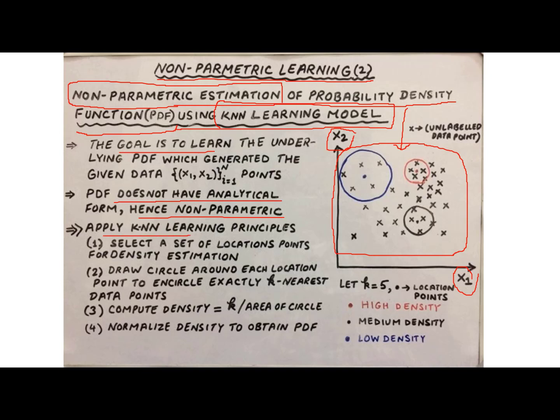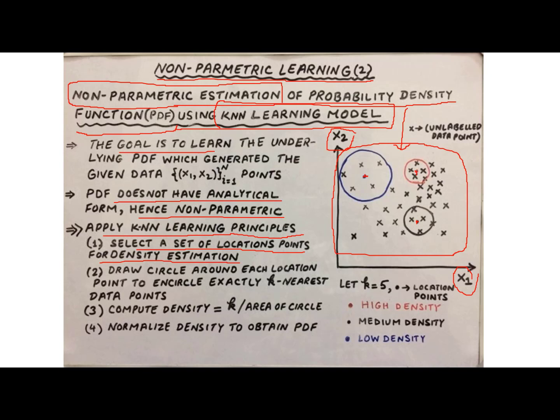Then if we use the k nearest neighbor learning principles, here is what we can do. We are going to select a set of location points where the density function needs to be estimated. So we are going to define some location points where we wish to estimate the density function. In this example, we have taken three location points, one here, here, and here.